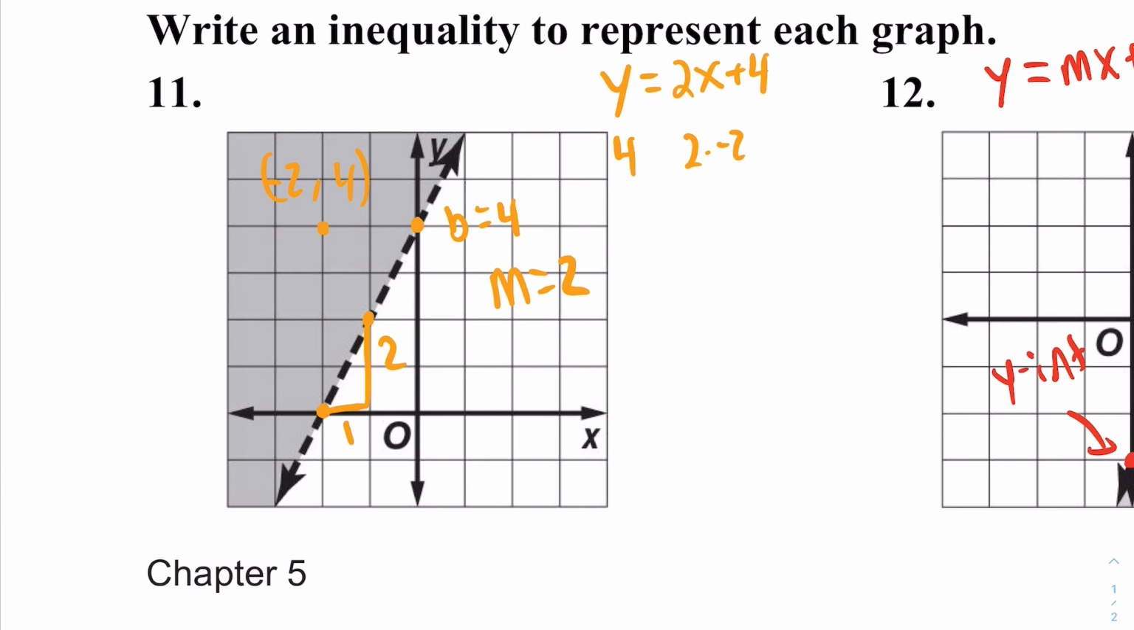Oh, I messed up. We're not putting equals because we want something. It's not going to be equal, but it's going to be something that's true. 2 times negative 2 plus 4. That's negative 4 plus 4. That's a 0 on the right and a 4 on the left. 4 is greater than 0. So that's the statement that's going to be true. We're not finding the ones that are equal to. We're finding the ones that are greater than 2x plus 4.